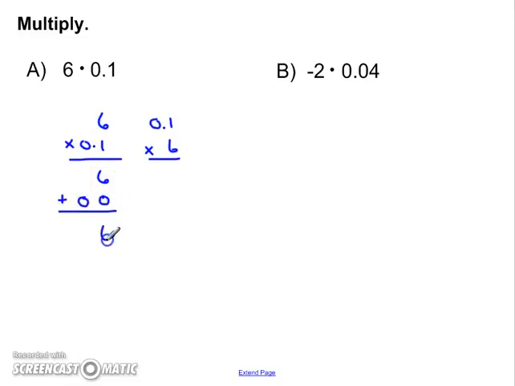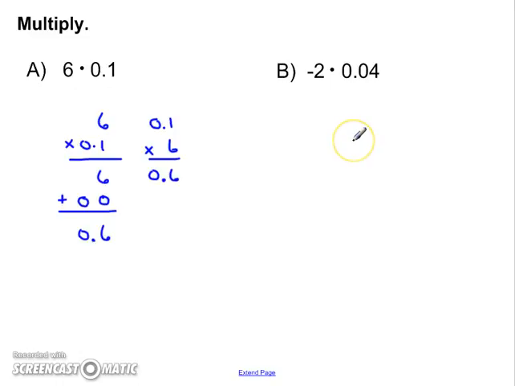6 plus 0 is 6, and 0 plus nothing is 0, and I had 1 total decimal place in the problem, so I will have 1 in the answer. So my solution here is 6/10. Now I'll go ahead and do the problem the other way around as well, just to illustrate that it can be done. 6 times 1 is 6, 6 times 0 is 0. And I have 1 decimal place in the problem, so I will need 1 decimal place in the answer. And either way, I get 6/10.